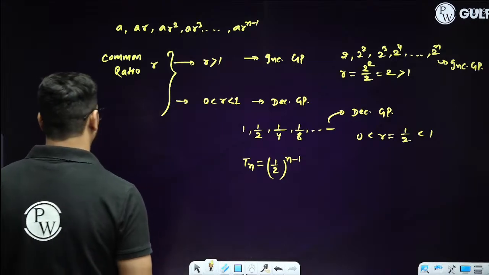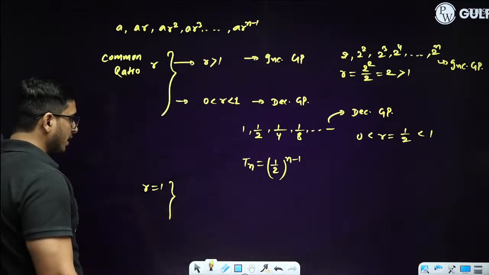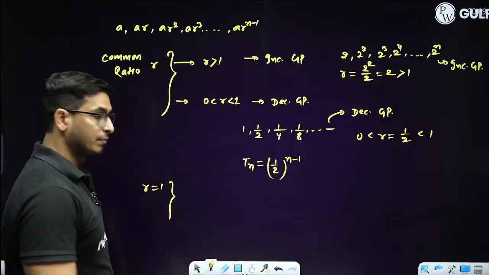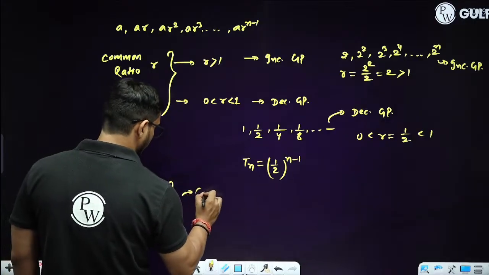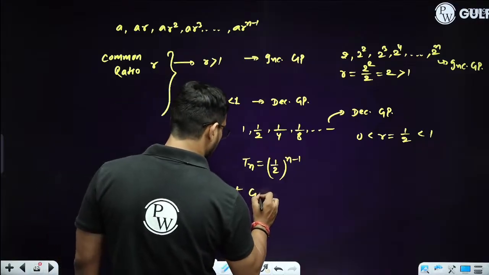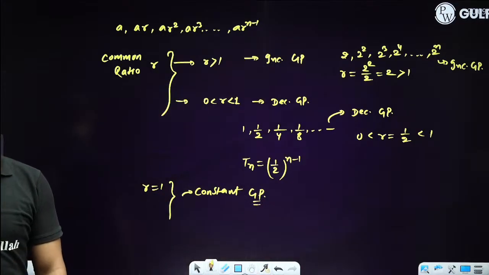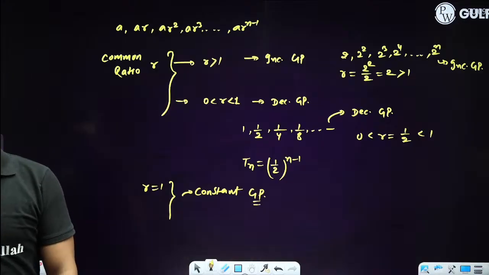What if R equals 1? What if R equals 1? Constant GP, right? If R equals 1, then it is a constant GP. Understood?